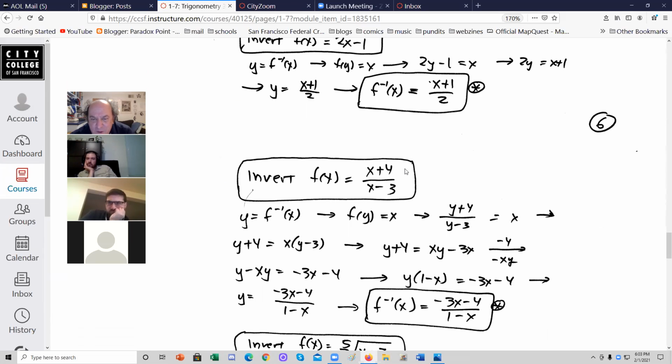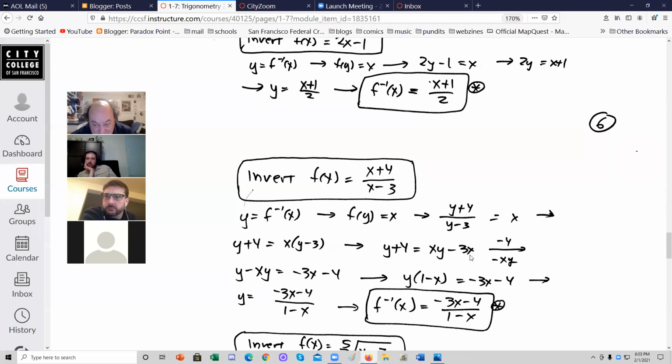Invert f of x equals (x plus 4) over (x minus 3). So we go through the same thing as before. y equals f inverse of x, so f of y equals x. Plugging in a y here, (y plus 4) over (y minus 3) equals x. And here we want to solve for y. First thing is this annoying denominator, so we transpose it: y plus 4 equals x times (y minus 3). Then we'll distribute the x. Distributing here, we get xy minus 3x. So y plus 4 equals xy minus 3x.